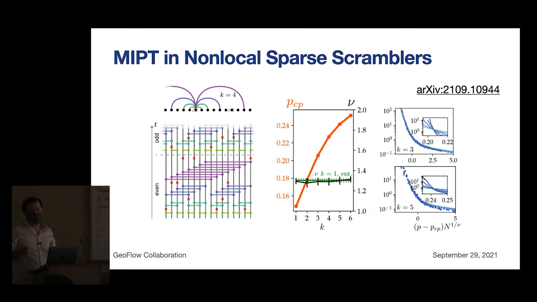And so I think the right way to think of it is in a renormalization group sense, that these non-local interactions are actually irrelevant to the critical behavior. So that's interesting. They're irrelevant to the critical behavior. That's what this suggests anyway. Whereas this non-universal parameter, which is the measurement rate itself, is changing as you change K.